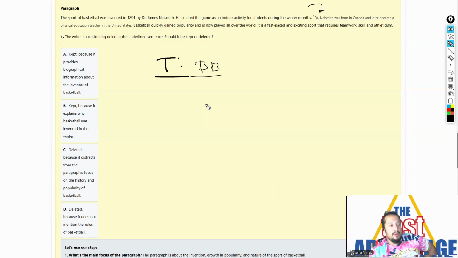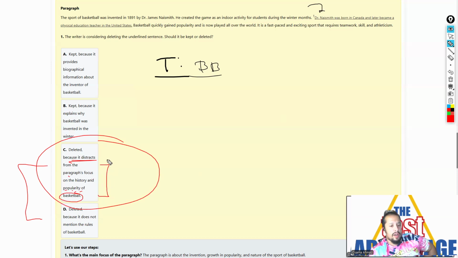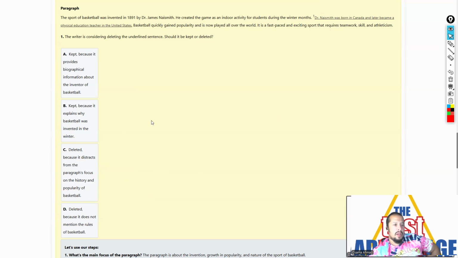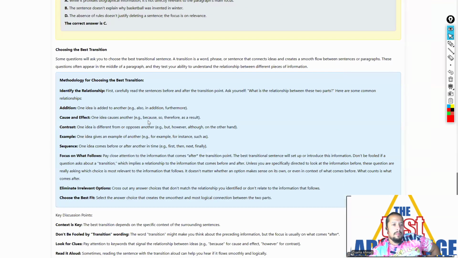Is the topic basketball? No. Then it's going to be deleted. It distracts from the paragraph's focus and popularity of basketball. See how the correct answer also gives you the topic of the paragraph when you say delete? So it's really important we do this. Really important we do this. Okay.